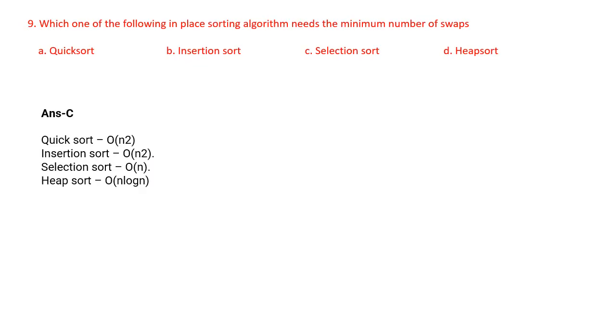Now move to the next question. Which one of the following in-place sorting algorithms needs the minimum number of swaps: quicksort, insertion sort, selection sort, or heap sort? The answer to this question will be selection sort.